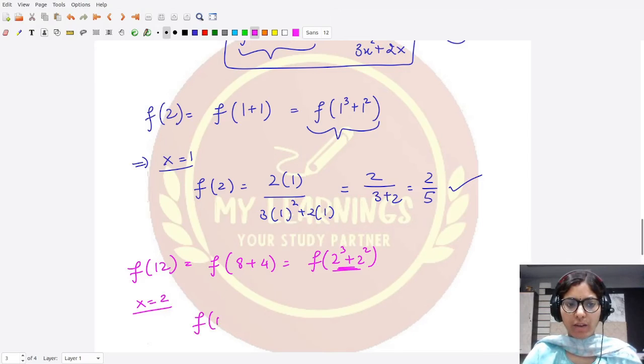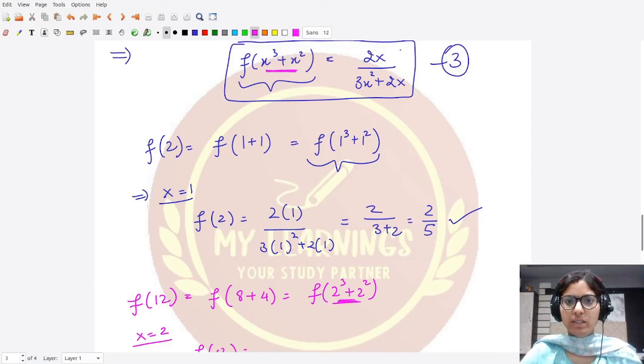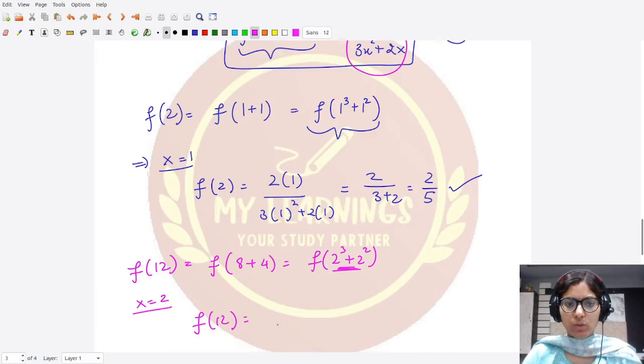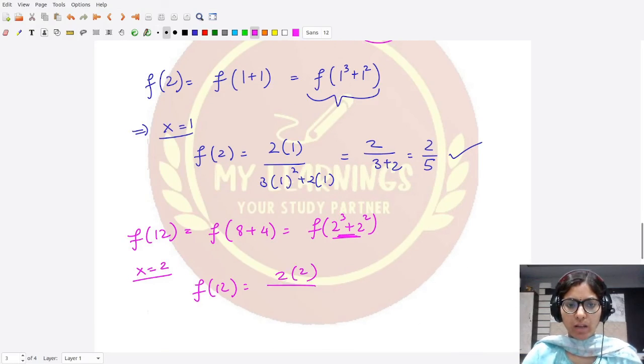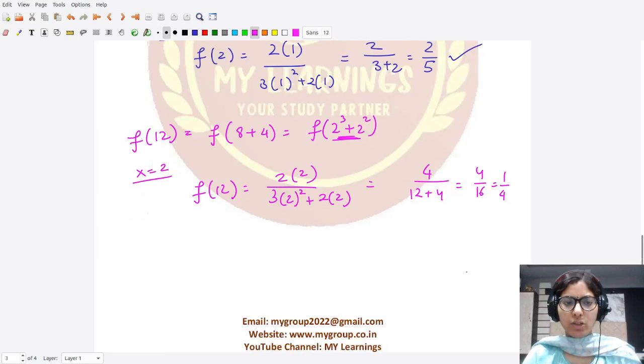So you have f of 12 as equal to. So in this expression you can now substitute your x as equal to 2. So you have 2 into 2 divided by 3 into 2 square, right, plus 2 into 2. So how much is that? That is 4, and this is 4 into 4, 12 plus 4. So you have 4 upon 16, that is 1 by 4. So this is the value of f of 12.